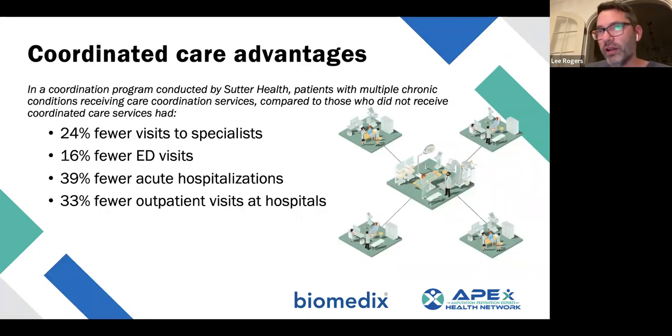So we know that there are advantages to using coordinated care. In one study conducted by Sutter Health, patients with multiple chronic conditions receiving coordinated care services, compared to those who did not, had 24% fewer visits to specialists, lower ED visits, fewer acute hospitalizations by 40%, and fewer outpatient visits at hospitals. So coordinated care, whether we're talking about CHF or PAD and wound care and diabetic foot ulcers, can lead to better outcomes and reduced costs.